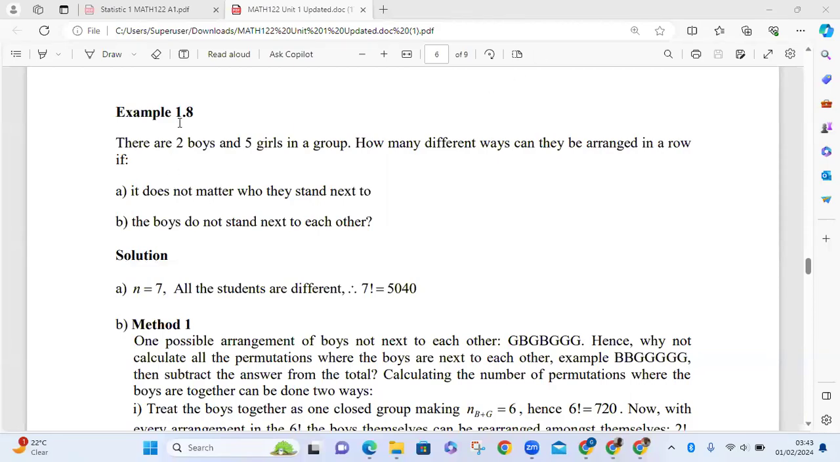Let's take a look at example 1.8. It says there are 2 boys and 5 girls in a group. How many different ways can they be arranged in a row if it does not matter who they stand next to and the boys do not stand next to each other? So we've got 2 boys and 5 girls. We've got 7 in all.